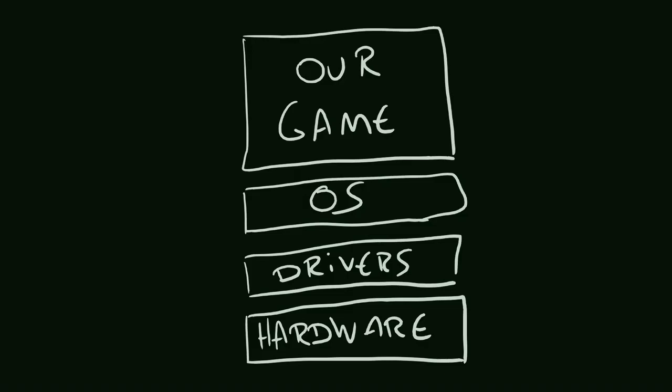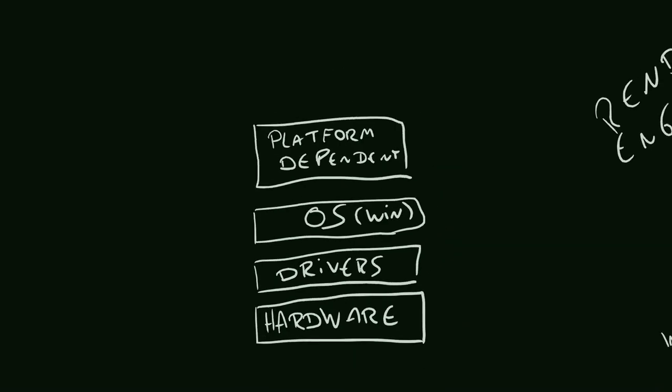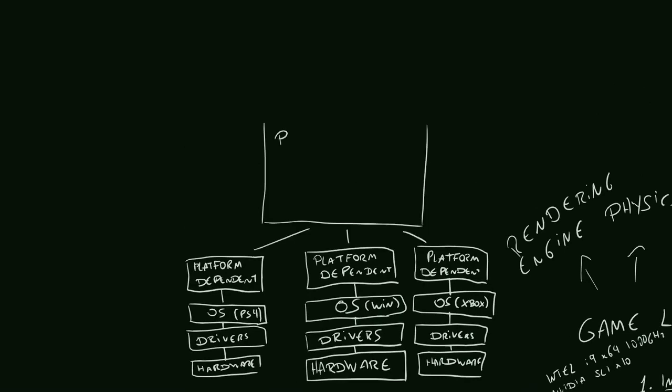But there's a problem, right? We want our game to run on multiple platforms. Maybe Windows, Linux, and Macs, maybe consoles as well, maybe Android and iOS. And we certainly don't want to rewrite the game for every platform we want to ship on. In order to avoid that, we're going to separate our program into a platform-dependent part that interfaces with the OS and the platform-independent part that doesn't care where it's running.